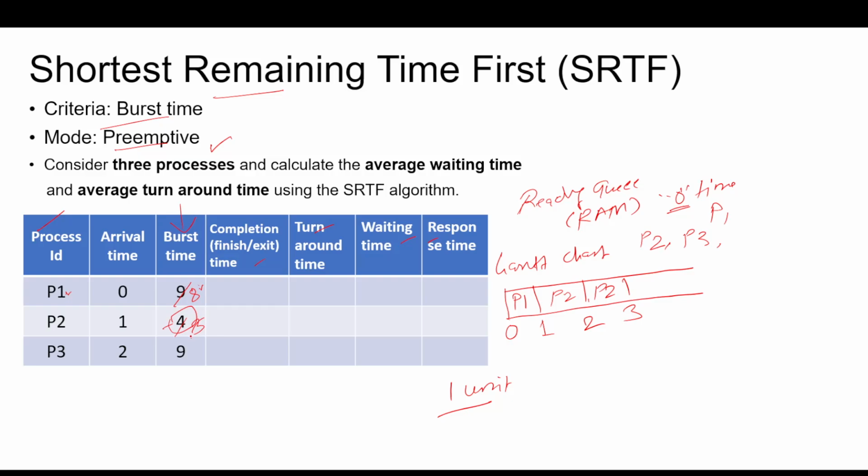So 2 will still be left for P2. Again check which is the shortest. Same, P2 is the shortest again in this case. Now 1 is remaining, so again you can execute P2. Why P2? Why is P2 repeated here?